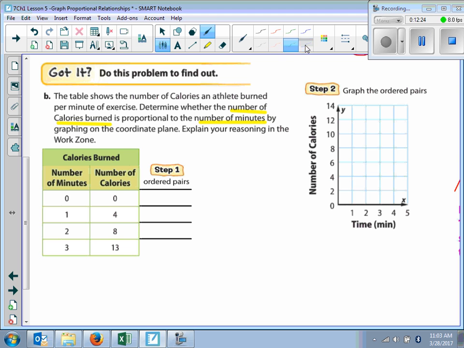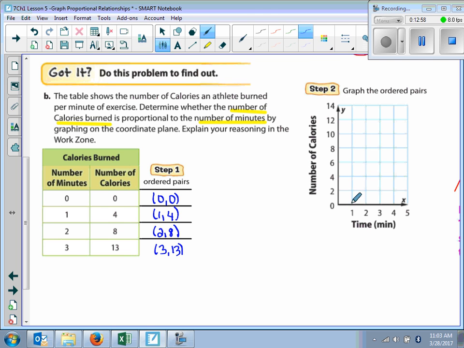What are my ordered pairs? So the first one is what? 0, 0. Very good. The next one is 1, 4. The next one is 2, 8. Perfect. And the last one is 3, 13. So there are my ordered pairs. Now we can graph them on the coordinate grid, or the coordinate plane.